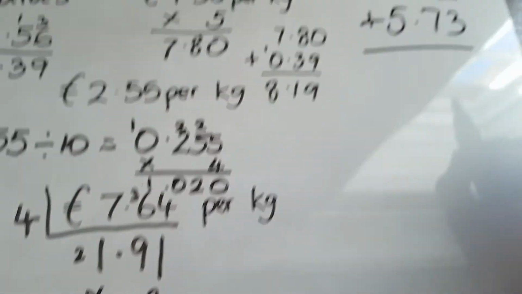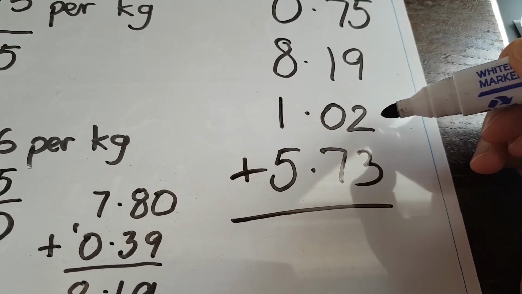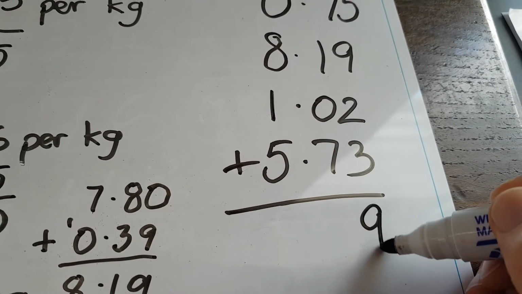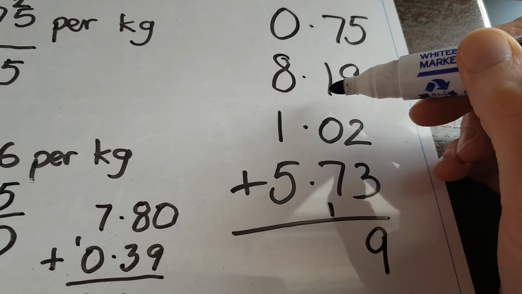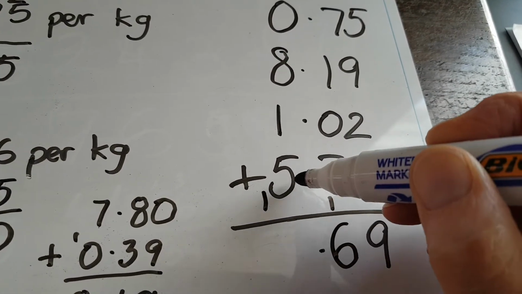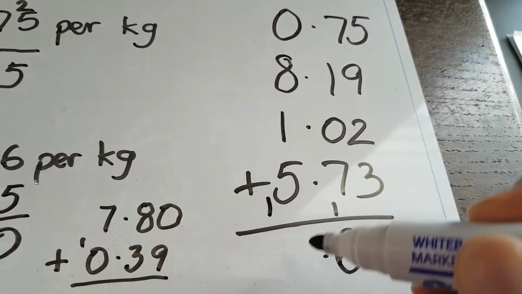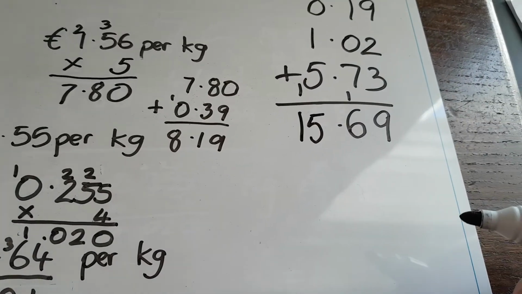So this is all her shopping altogether. 5 and 9 is 14, 15, 16, 17, 18, 19. 7 1 is 8. 9 and 7 is 16. 5 and 1 is 6 and 1 is 7 and 8 is 15. So she has spent €15.69 in all her shopping.